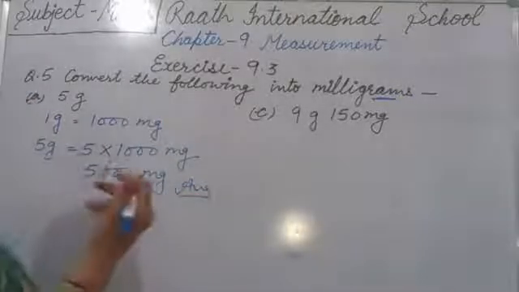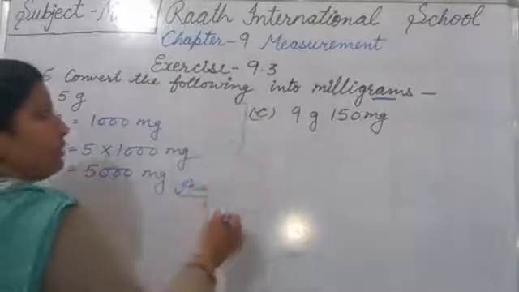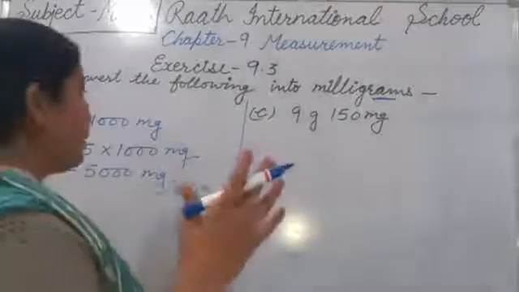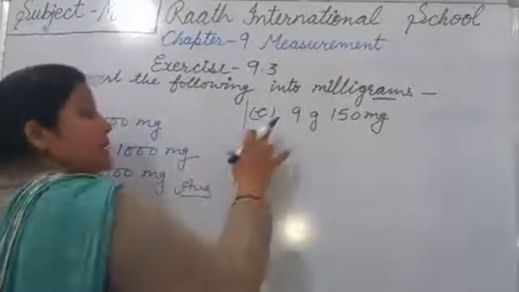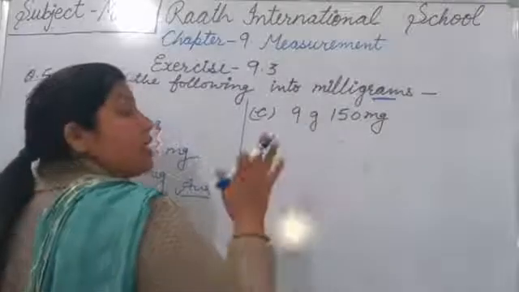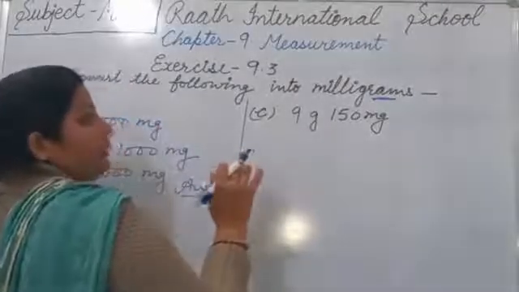In the same way you will do the B part. Also in B part you have 12 grams. So 12 into 1000, 12,000 milligram will be your answer. Now it's the C part. C and D are also the same. So I do the C part here.